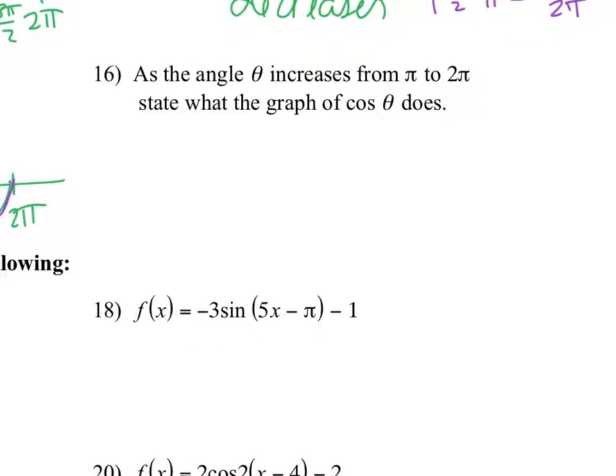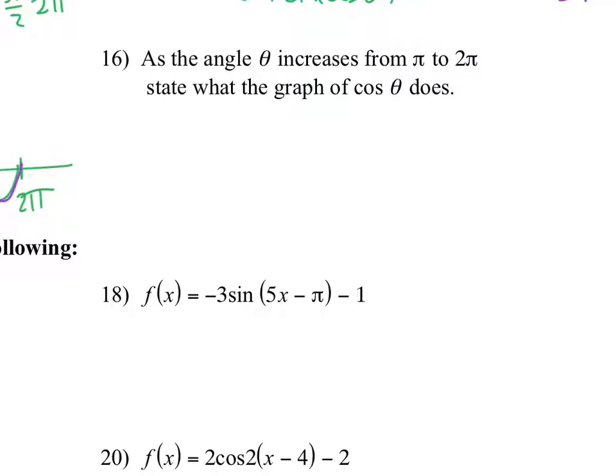As the angle increases from pi to 2 pi, we're talking about cosine now. So cosine starts at the max, ends at the max. But the same pieces, this is 2 pi, this is pi. So from pi to 2 pi, cosine just increases.